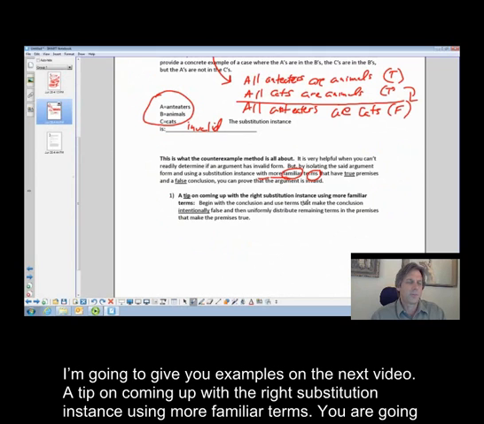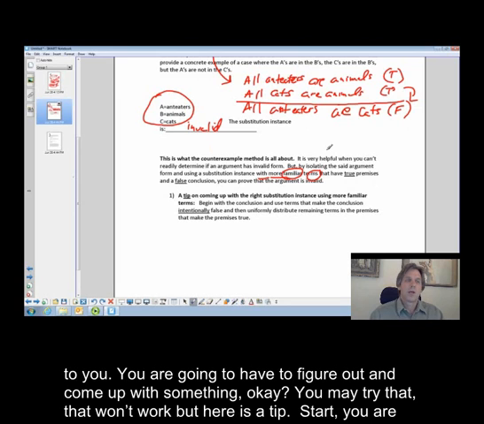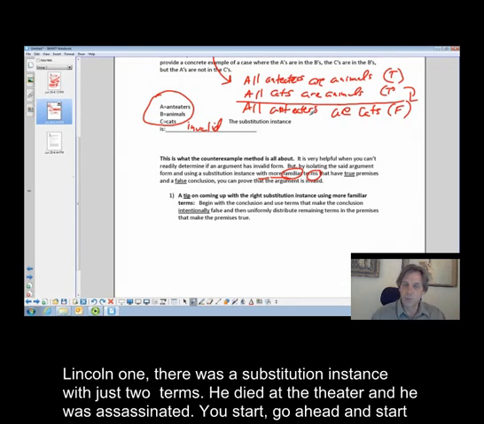A tip on coming up with the right substitution instance using more familiar terms. You're going to have to experiment. What if you use candles, green, plastic? You try that and that doesn't work. Anteaters, animals, and cats, I gave that to you. You're going to have to figure out and come up with something, okay? You may try that, that won't work, but here's a tip. You're going to have to come up with 3 terms, right? Or whatever the terms are. It may not be 3, it could be 2, I suppose. Because the Abraham Lincoln one, there was a substitution instance with just 2 terms. He died at the theater and he was assassinated.